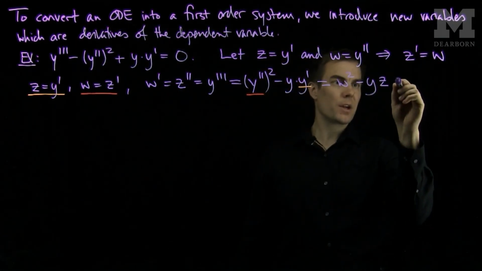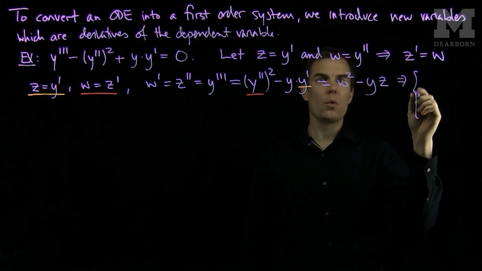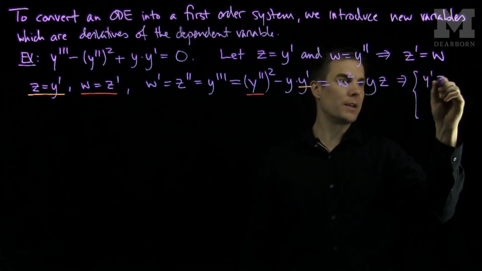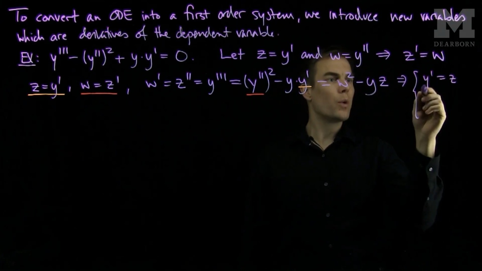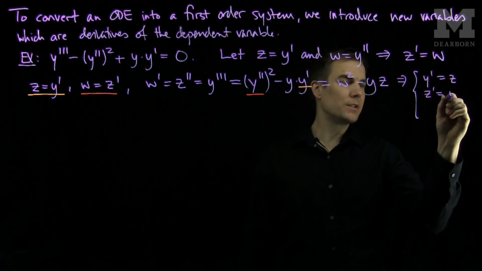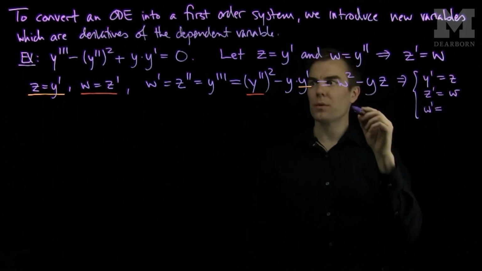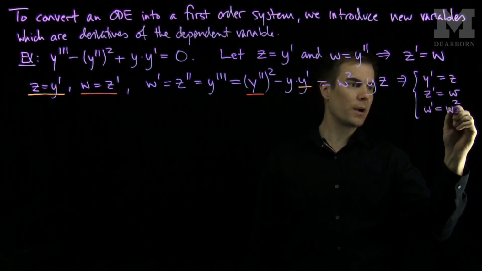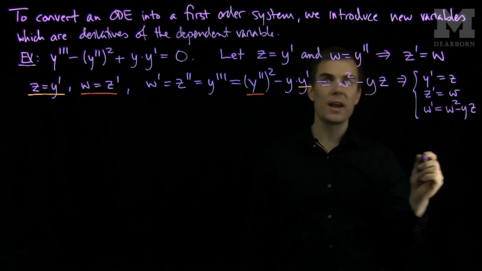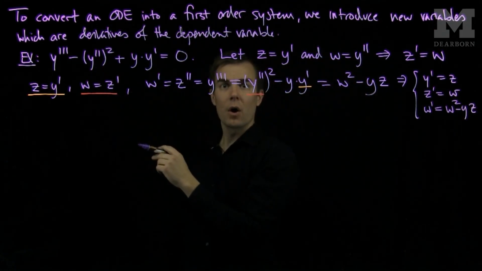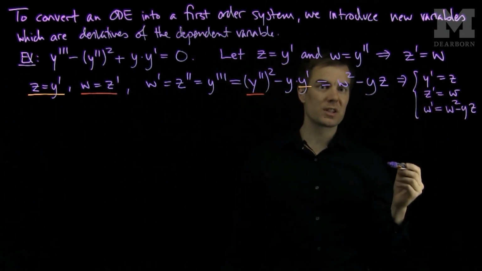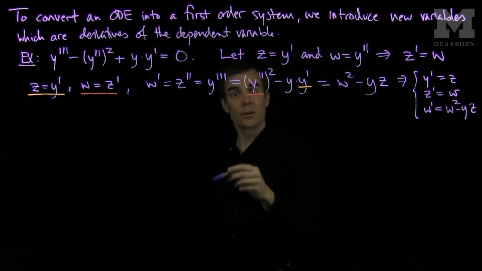So, our system becomes the following. We have that y prime is equal to z, we have that z prime is equal to w, and we have that w prime is equal to w squared minus yz, and I've converted our third order ODE into a first order system of ODEs. Now let's see how to reverse the reasoning.